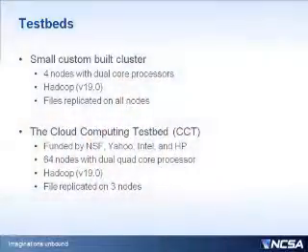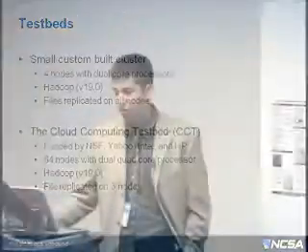For our test bed, we have a small cluster where we used 4 computers we had lying around. Basically, we created one small cluster for ourselves. It has 4 nodes with dual-core processors, and files are replicated on all the nodes. We also tested it on the cloud computing test bed at the U of I. This is a large 64-node cluster with dual-core processors, funded by the NSF, Yahoo, Intel, and HP. Again, files are replicated on 3 nodes. So we tested on both of these systems.